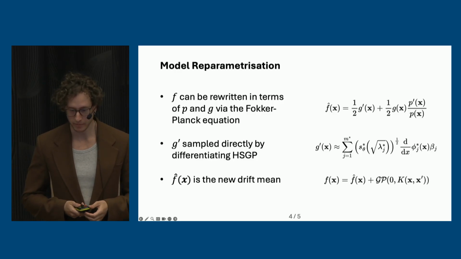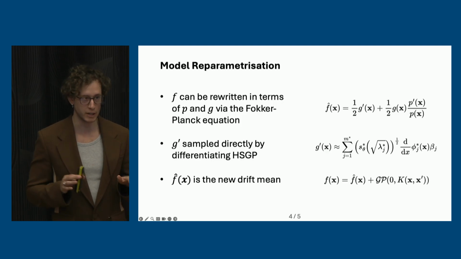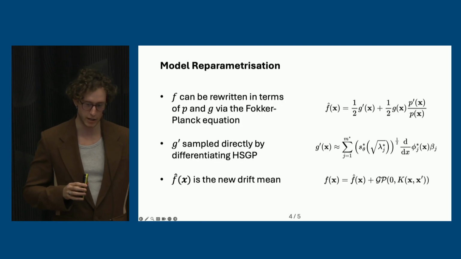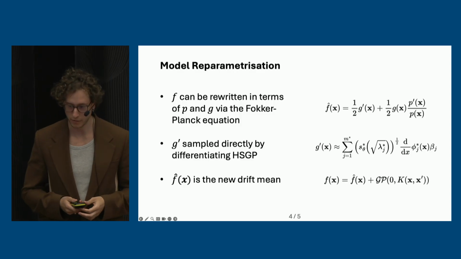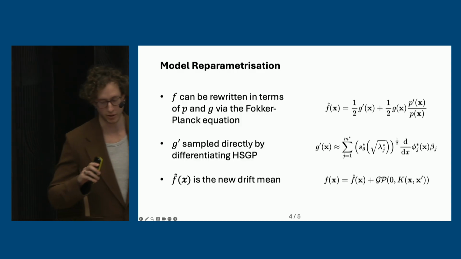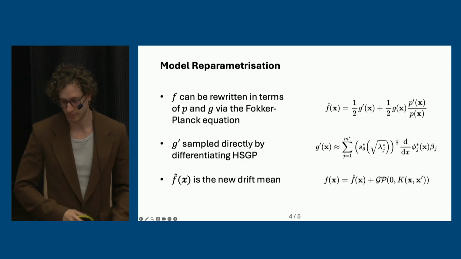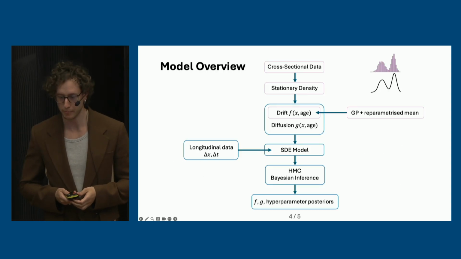And then we can go back to our main model and say, okay, we have a zero mean Gaussian process. We can add a mean to that. That's the reparametrized version of the drift that we see above. And now we have all that stationary density information informing and basically pinning down the drift while we're inferring it.